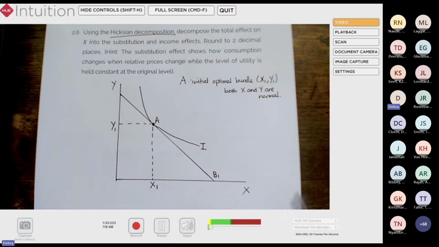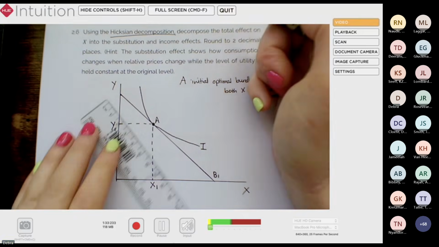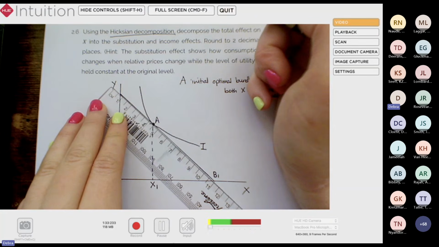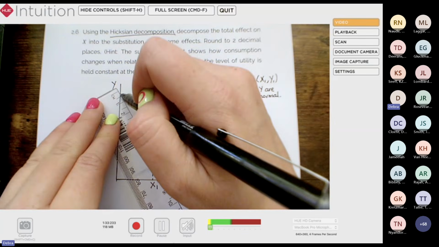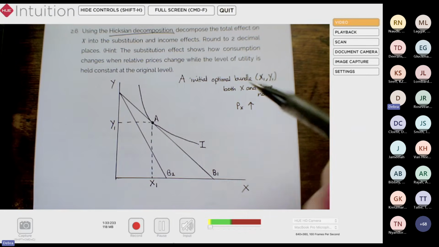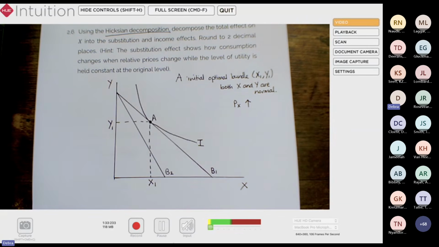Okay, so if we have the budget constraint B1, and now the price of X goes up, it means that the budget constraint is going to pivot inwards along the axis for X. So here's my new budget constraint, B2. I'm not going to draw my best affordable point yet, because I first want to explain the mechanics of the substitution and the income effect before I do that.